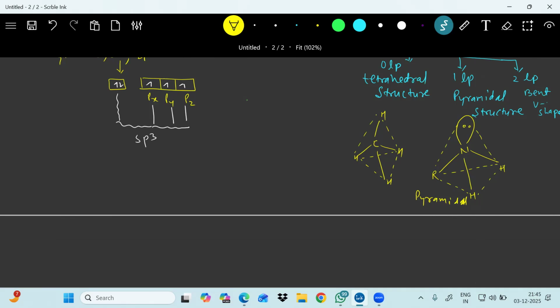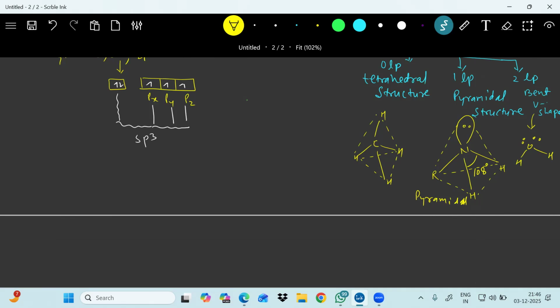In amine this is not possible. In sp3 hybridization, this is possible. In amines, the hybridization is sp3 with one lone pair. When you consider the H2O molecule, this H2O has two lone pairs. Its structure is bent, but the hybridization is sp3. The bond angle here will be 108 degrees.